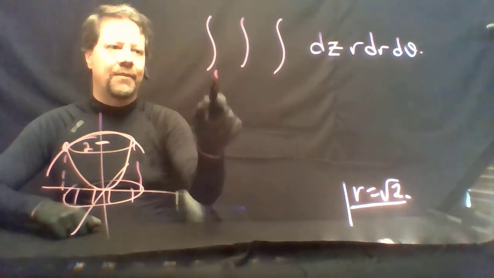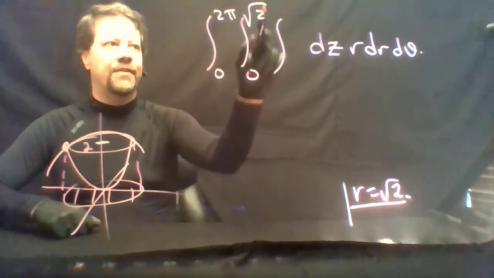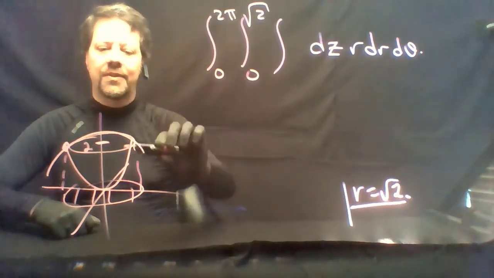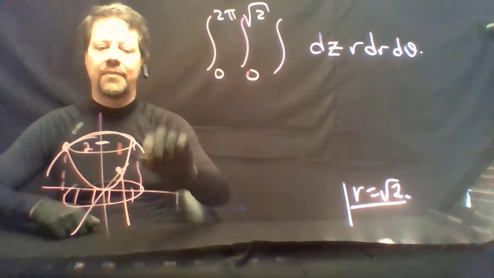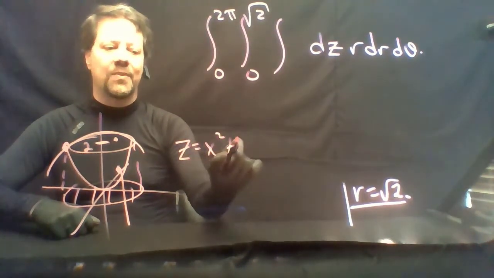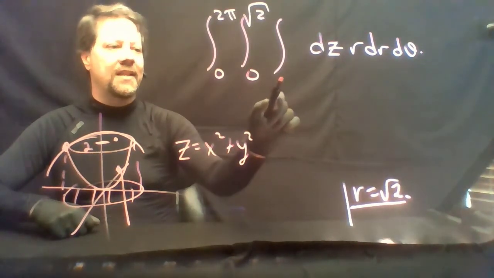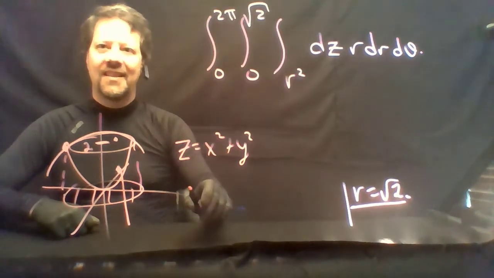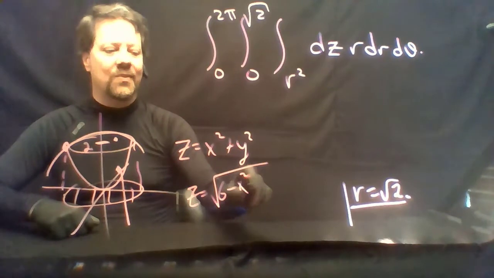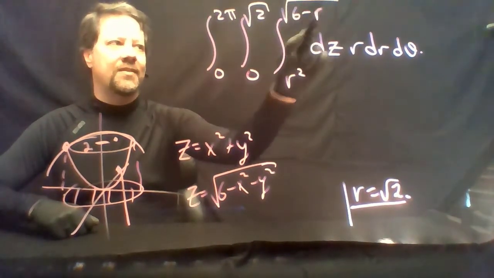On the xy plane, theta will go from 0 to 2 pi. The radius will go from 0 to the square root of 2. On the z limits of integration, we go from lower surface to upper surface, looking from below. The lower surface was z equals x squared plus y squared, which, converting x and y to polar, gives us z equals r squared. The upper surface was z equals the square root of 6 minus x squared minus y squared. We'll write that as the square root of 6 minus r squared.